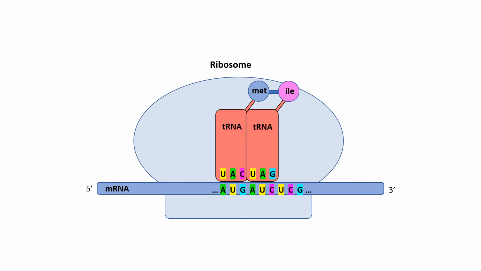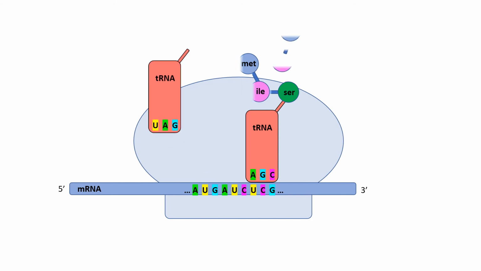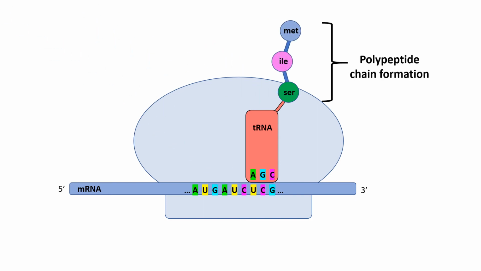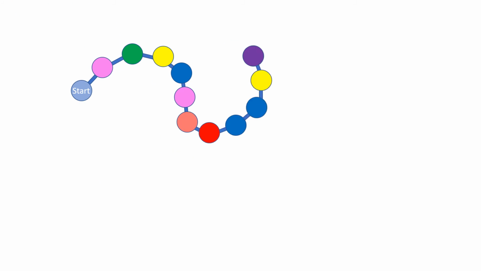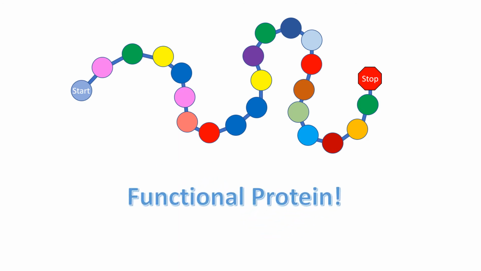The first tRNA molecule detaches from the mRNA, leaving behind its amino acid, and the mRNA then shifts through the ribosome. This allows the next tRNA to attach to the mRNA and bind its amino acid to the adjacent amino acid, forming the polypeptide chain. This process will continue by adding amino acids to the polypeptide chain until it reaches a stop codon, at which point the desired product, which is usually a protein, is formed.